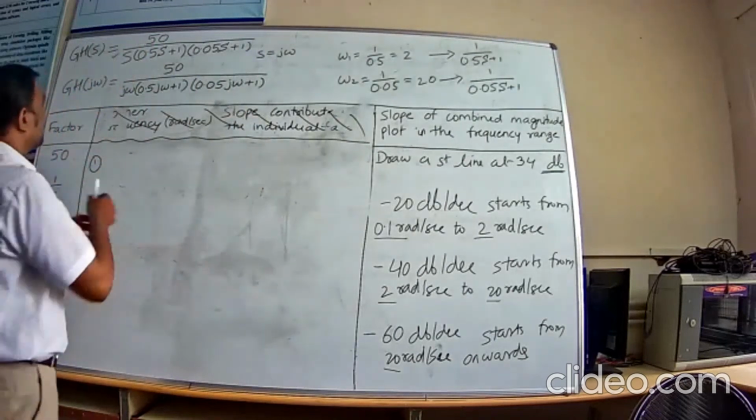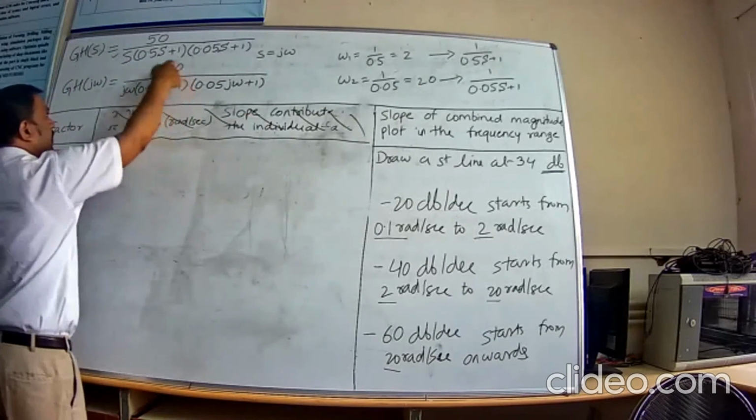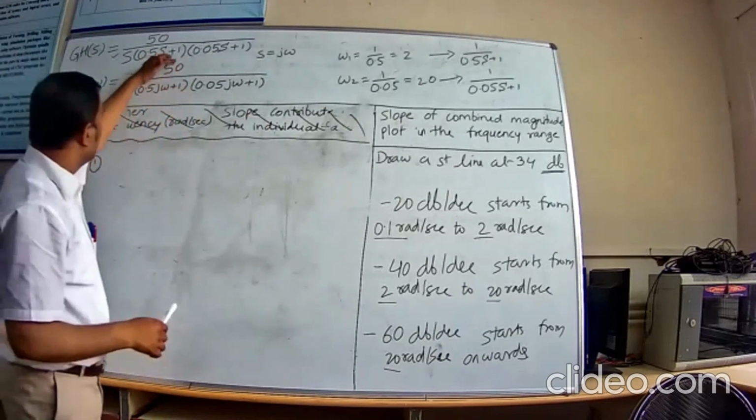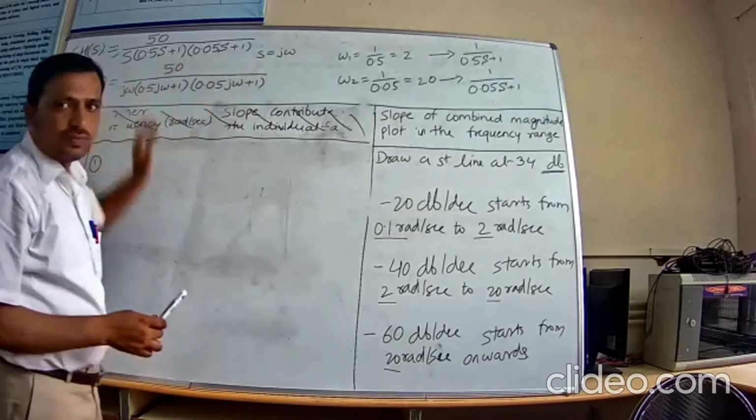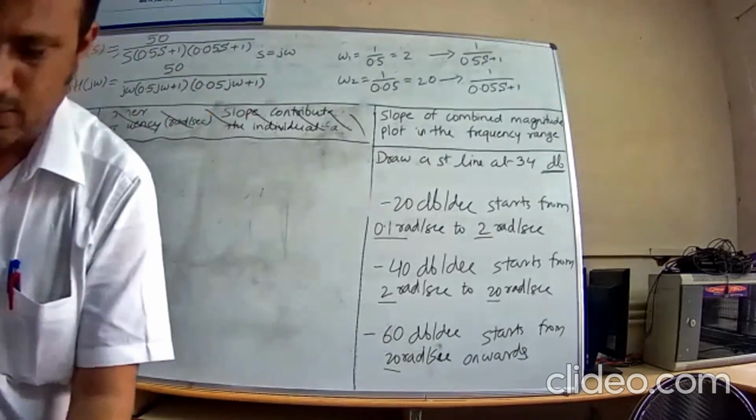The second equation consists of 50, j omega and 0.5 j omega plus 1. And the third equation consists of all the factors. Like this we have the third equation. First, I will write the first equation now.